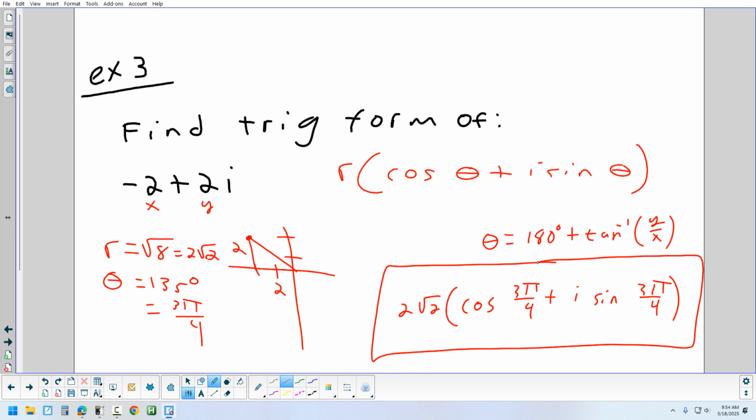Okay, so that's most of 8.3. We'll try a little bit more with that tomorrow, and then we'll take a look at 8.4.